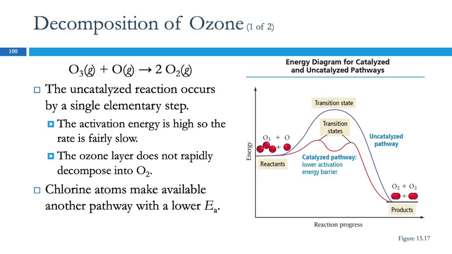So, looking at the decomposition of ozone, the uncatalyzed reaction happens in a single elementary step. An ozone molecule collides with an oxygen atom and makes two oxygen molecules. So we have a transition state here, and there's an activation energy. Because that activation energy is high, the rate of that reaction is fairly slow. And so the ozone layer does not just rapidly decompose into oxygen. It hangs around.